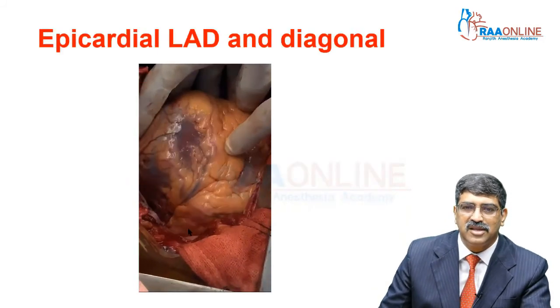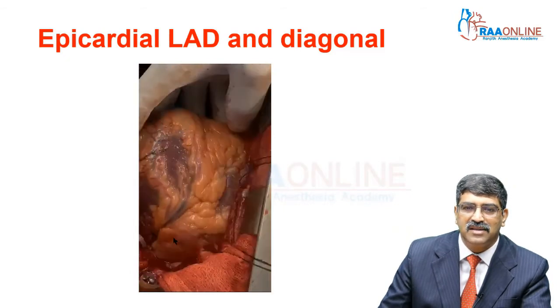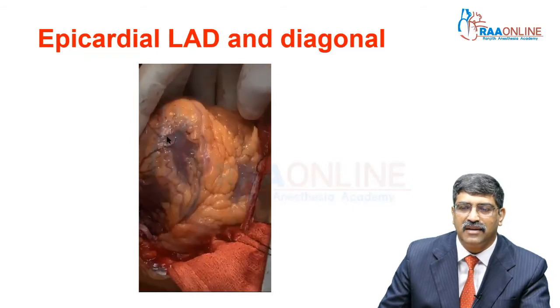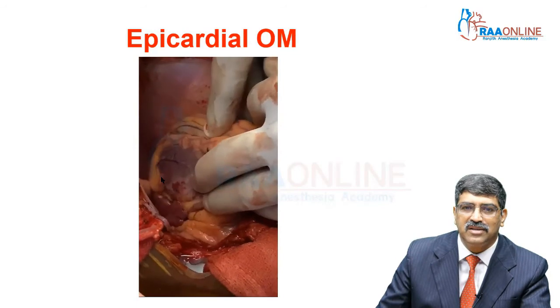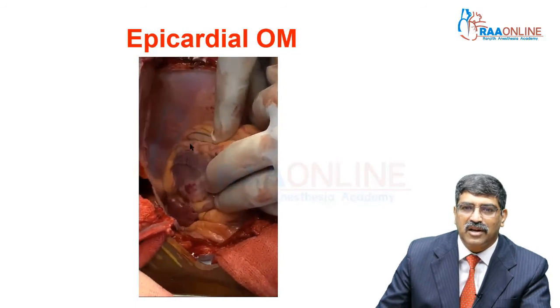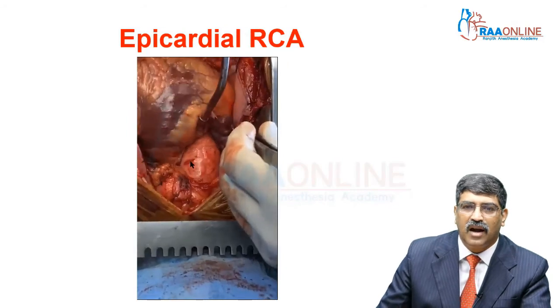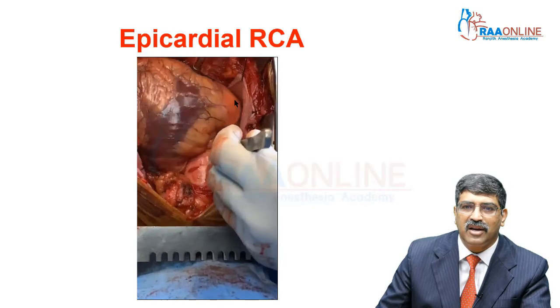Here, from the surgical point of view, this is the LAD and this is the diagonal, and this is the left atrium. Here you can see the LAD and this is the diagonal. And here you can see the left atrium and the circumflex continuing as the obtuse marginal. And this is the right coronary artery running between the right atrium and right ventricle.